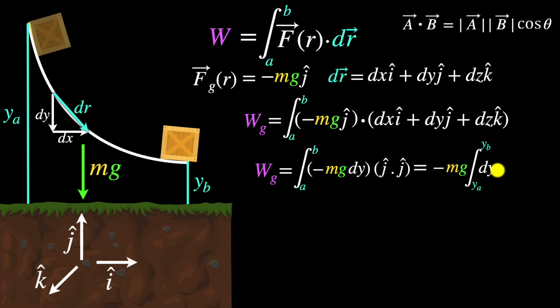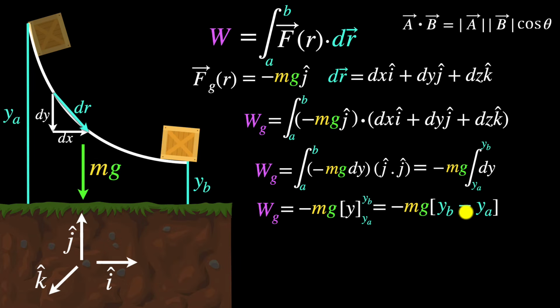Okay, so what's this integral? Well, that's just y. So I get minus mgy, and then I have the bounds, and if we plug in the bounds, we first substitute the upper bound minus the lower bound, I get minus mg (yb minus ya), and if I simplify, I'll get the work done to be mg ya minus mg yb. This is the work done by gravity.